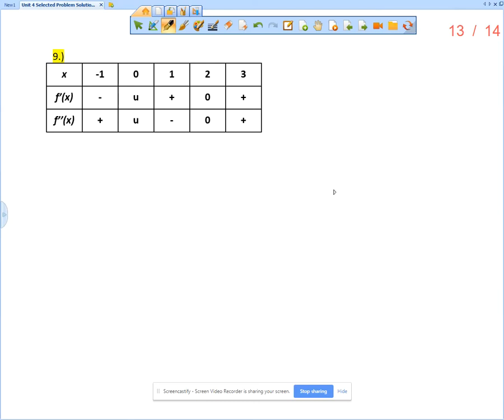This is the solution video for section 4.4, problem number 9. For 9 and 10, use the given sign chart for f prime and f double prime to sketch a graph of f. All right, so what we're looking at here is essentially the double sign analysis.